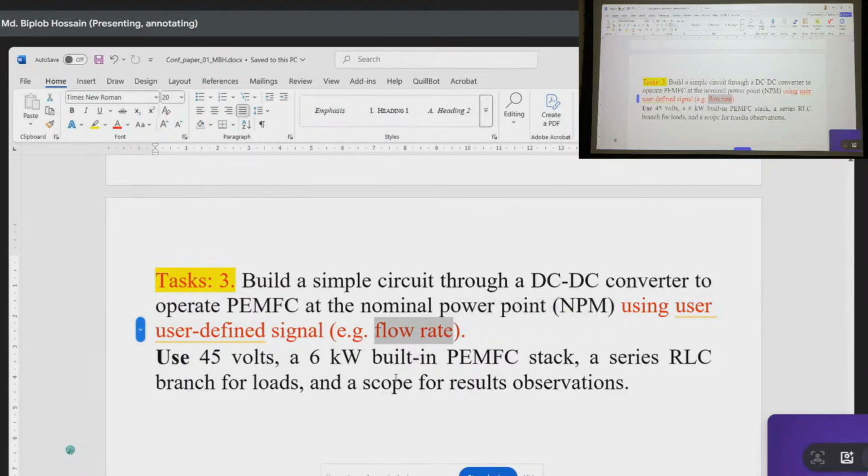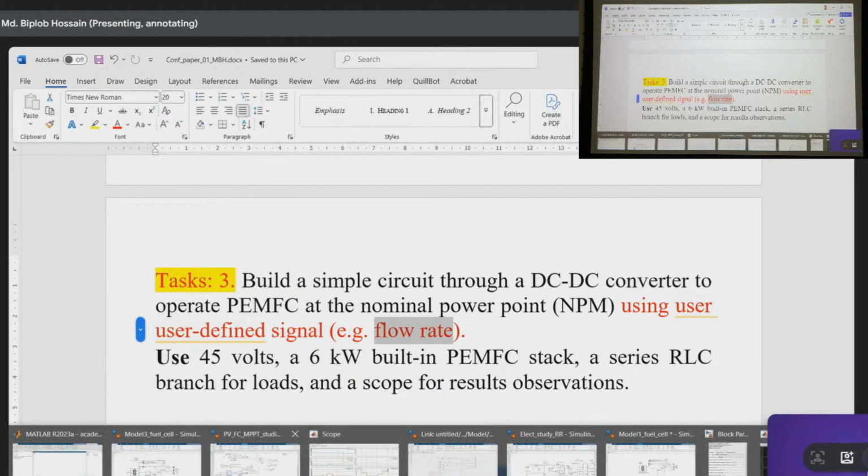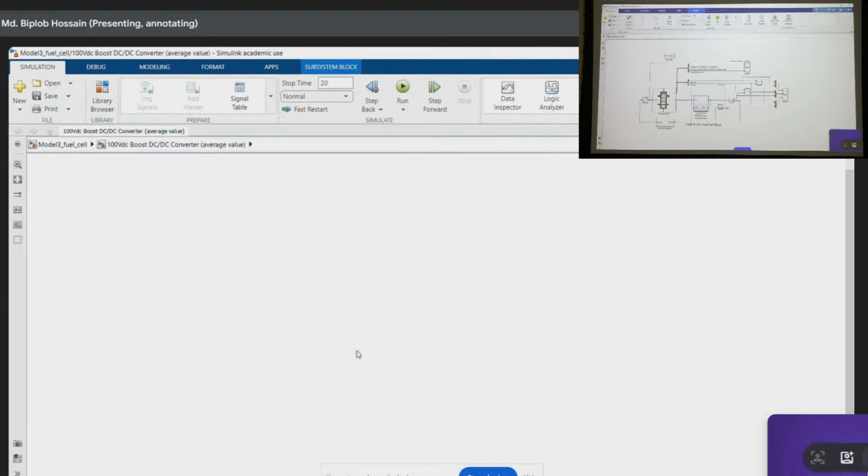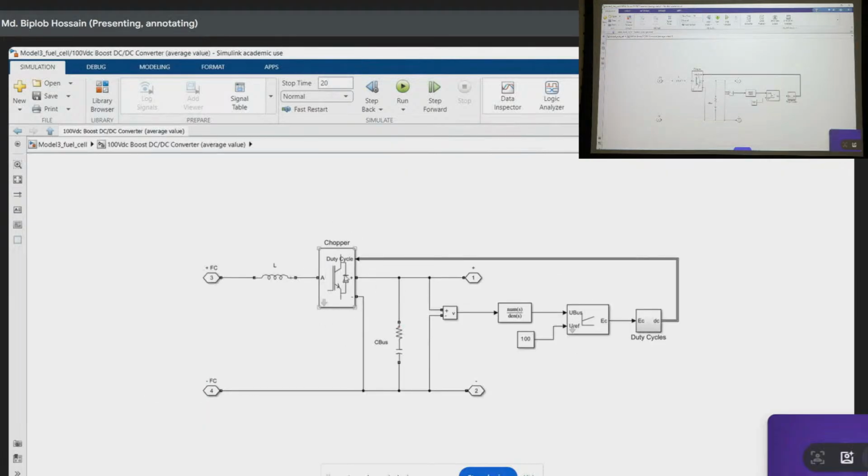So this is the other thing, and for that I am explaining this. This is the last task. You see this is the same circuit here. In between the fuel cell and load, I am inserting one DC-DC converter. That means this is the second one. So here we can see the DC-DC converter.